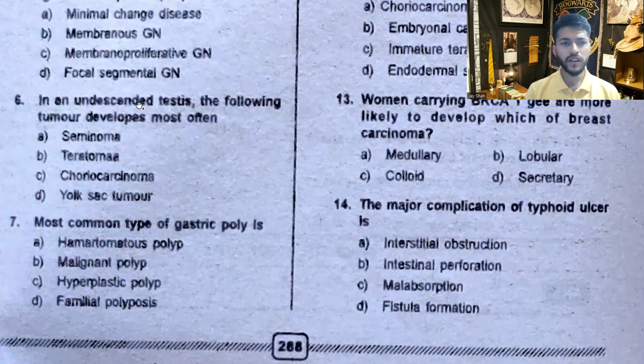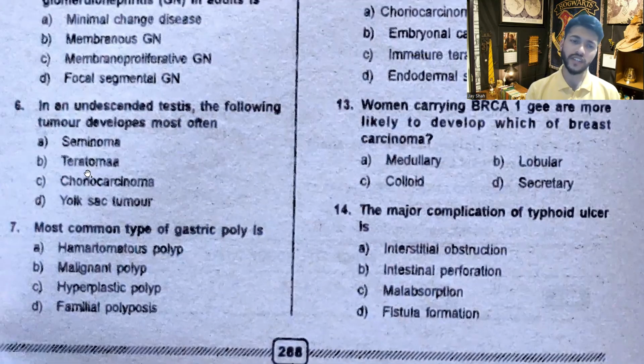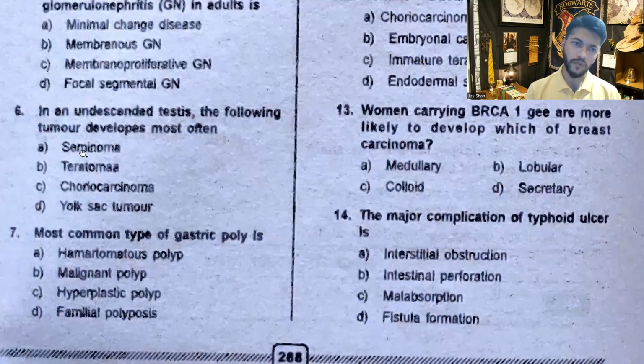Undescended testis, which tumor is going to be seen? It is seminoma. It's not teratoma. Teratoma is a developmental tumor. So it's an embryonal type of tumor. Seminoma is an acquired thing. So in undescended testes, most commonly develops seminoma.